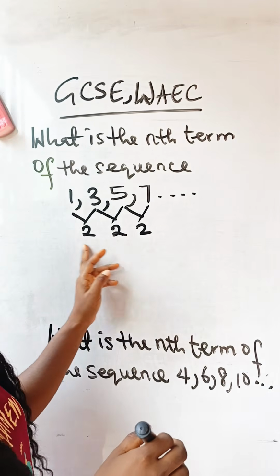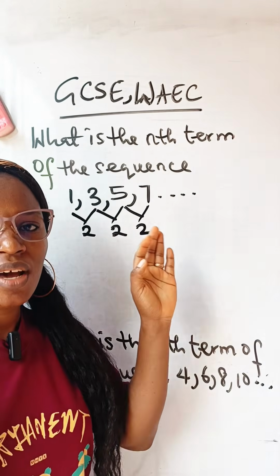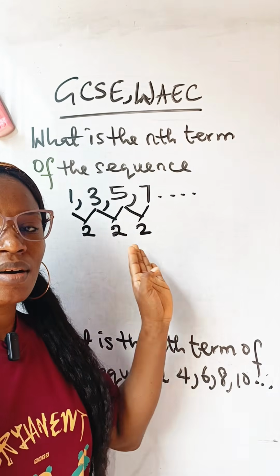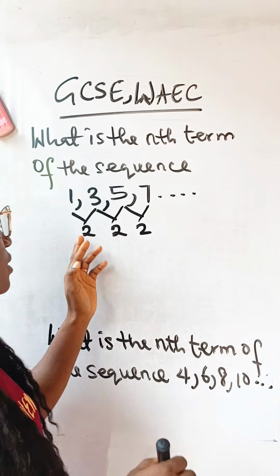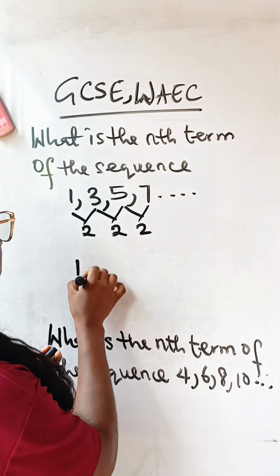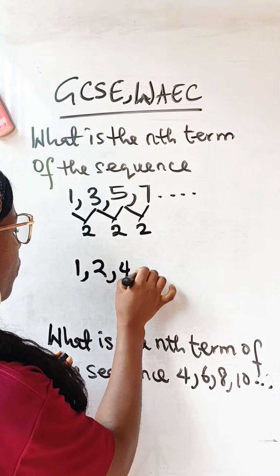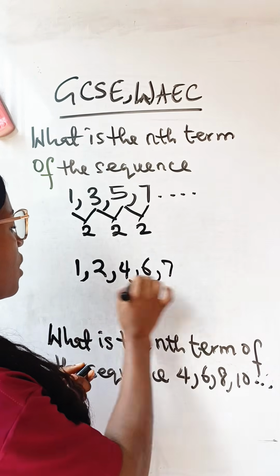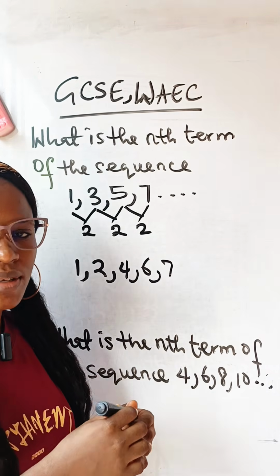Now the difference between two consecutive numbers is what? 2. Now when you have numbers that are not organized, for example 1, 2, 4, 6, 7, this is not organized, this is not a sequence.